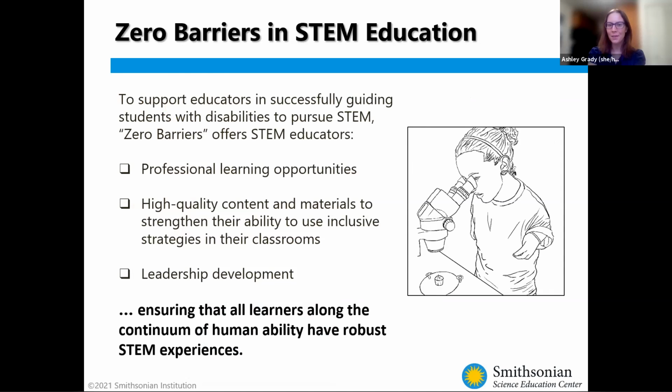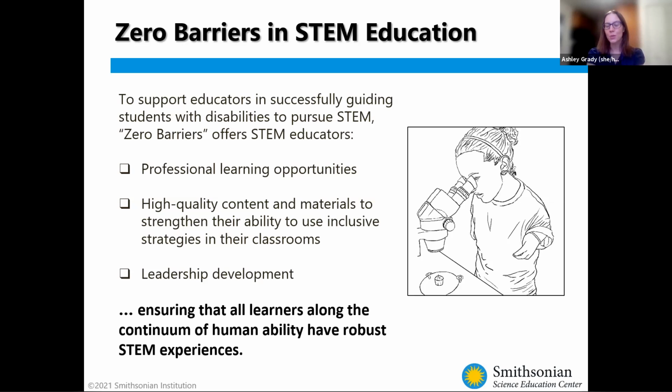Thanks, Carol. Hi, everyone. Again, my name is Ashley Grady, and I have the great pleasure of being an advisory committee member on the Zero Barriers in STEM Education Initiative, which is a partnership between the Smithsonian Science Education Center and DC Public Schools. It's funded by General Motors and the Smithsonian Accessibility Innovation Fund. The program aims to support educators. This is all about helping teachers so that they can promote inclusion and accessibility in their classrooms and provide opportunities for their students with disabilities to have access to STEM education.